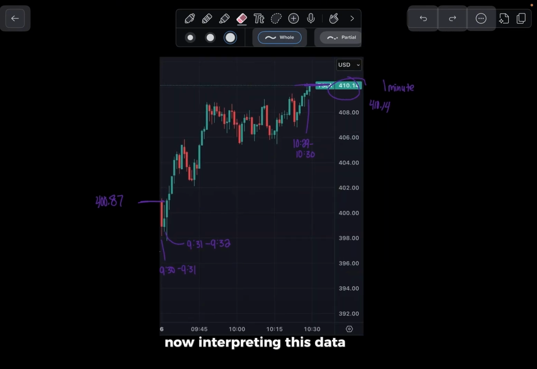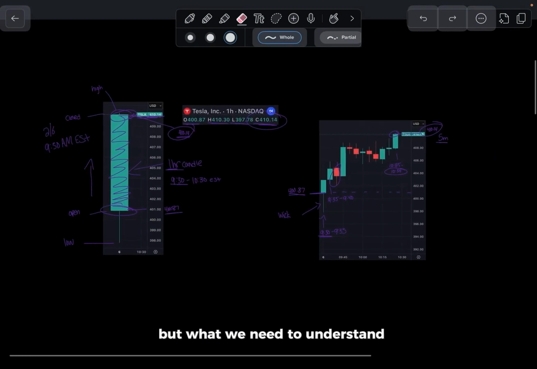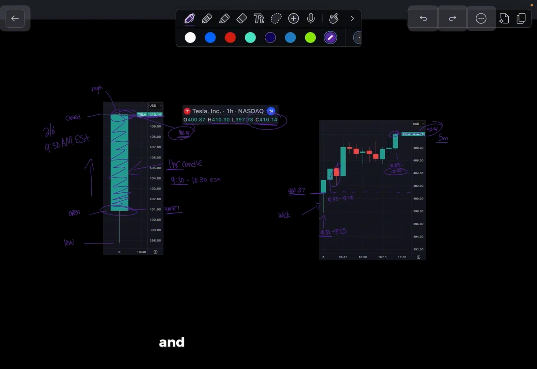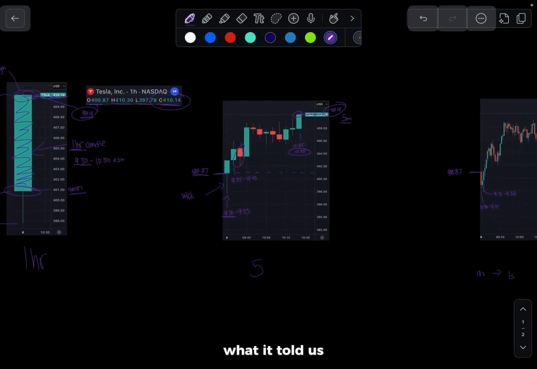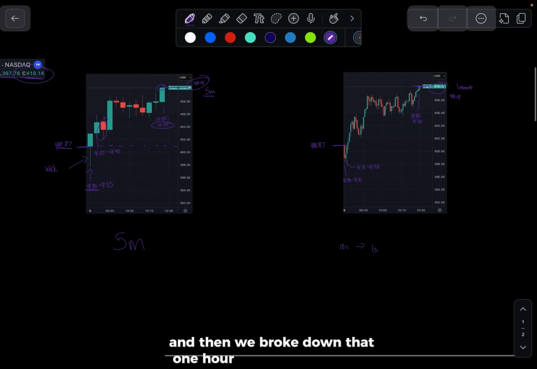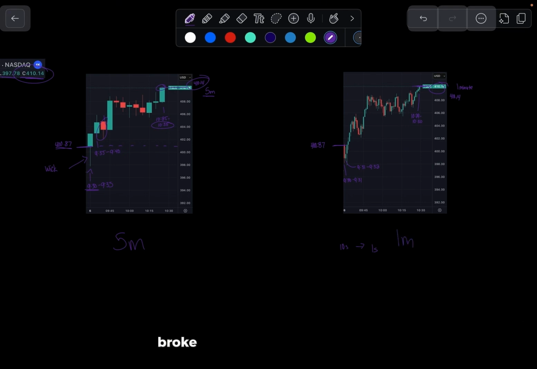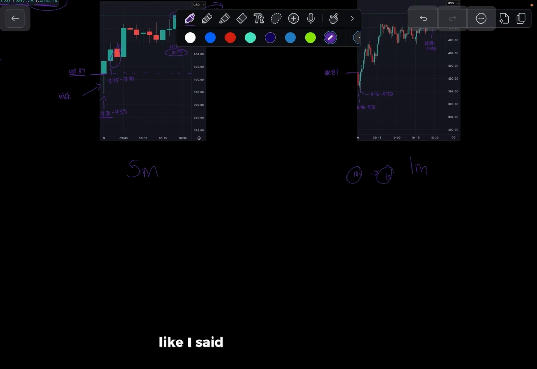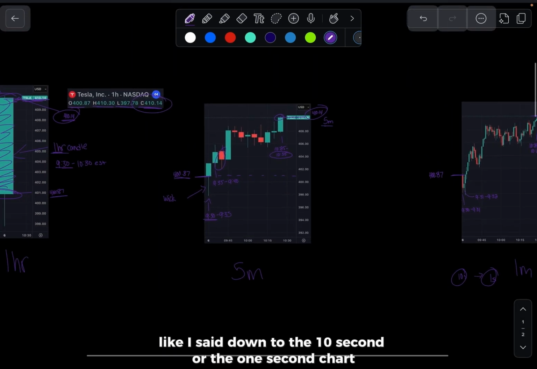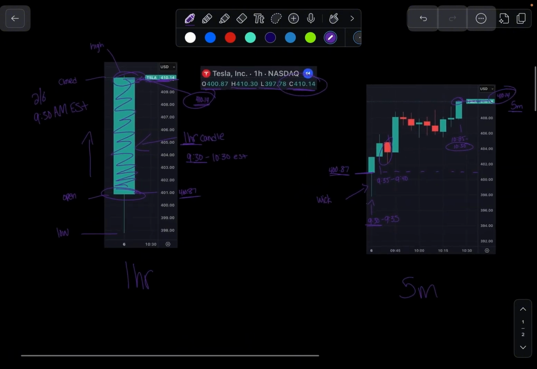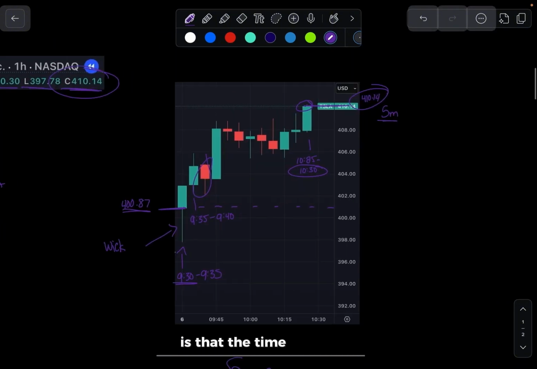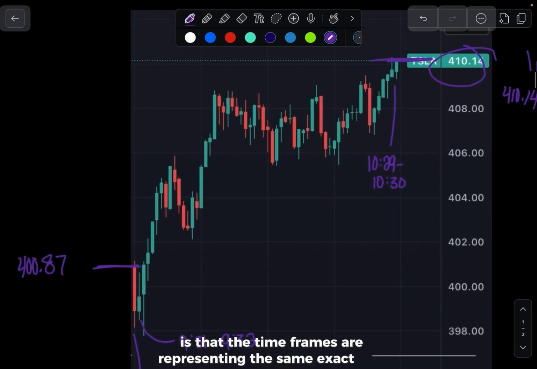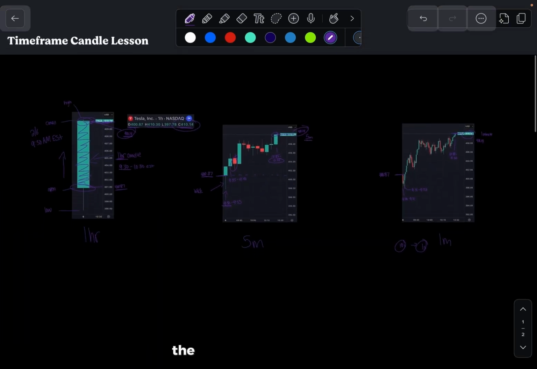Now, interpreting this data isn't super important, but what we need to understand here is that the time frames matter, and the time frames are telling a story every time. You can see this 1 hour story, what it told us, and then we broke down that 1 hour into the 5 minute, broke down that 5 minute into the 1 minute. And you could even keep going further, like I said, down to the 10-second or the 1 second chart, but this is irrelevant for our purposes. What's important to understand is that the time frames are representing the same exact data, except the lower time frame you go, the more information you get.